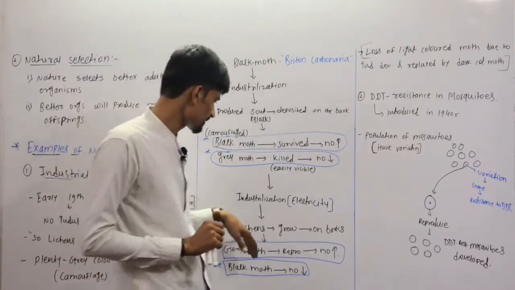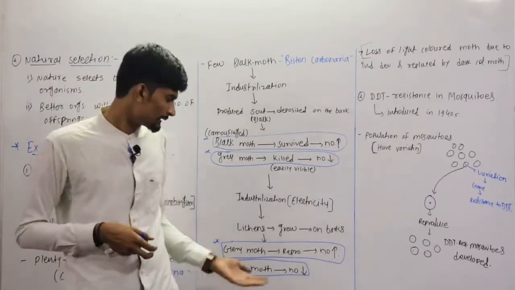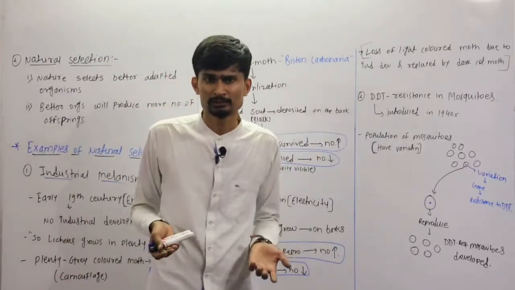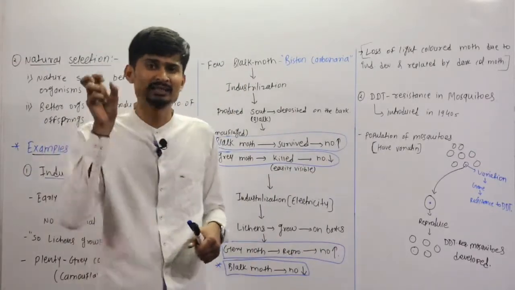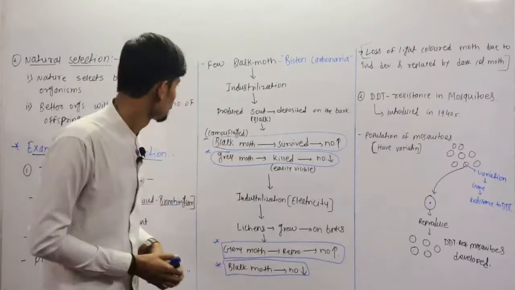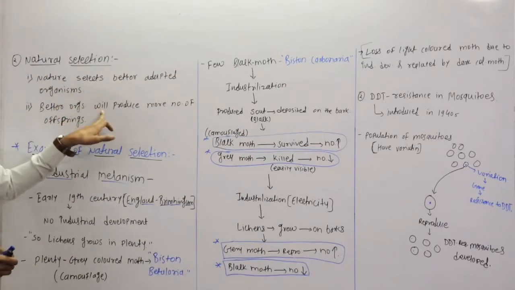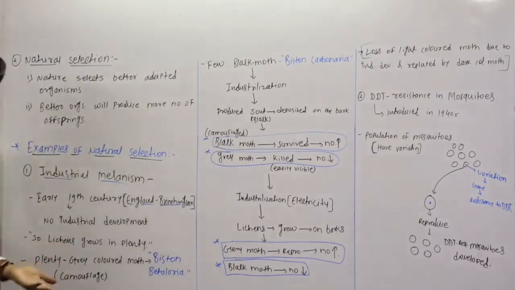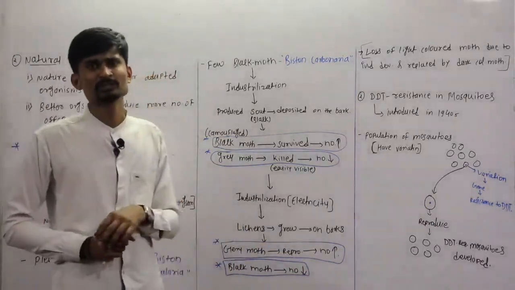So nature selects, that means due to the presence of lichens the grey color moth increases in number. So nature selected that species, or the nature selects better adapted organisms, and better organisms will produce more number of offspring. So here we can observe the selection of the nature.